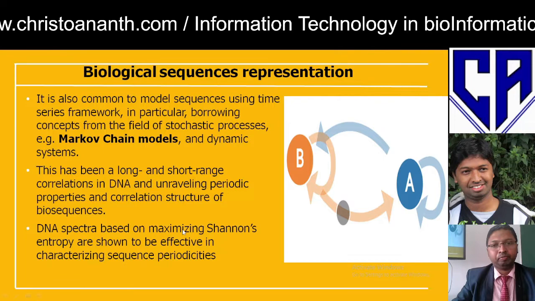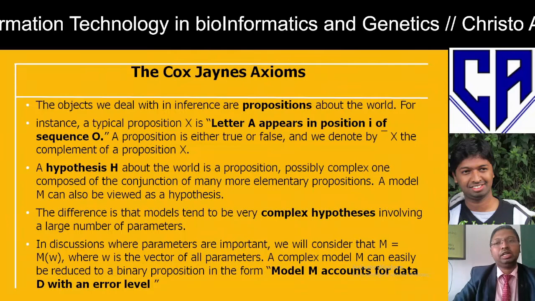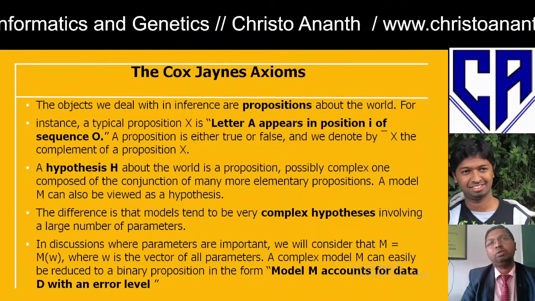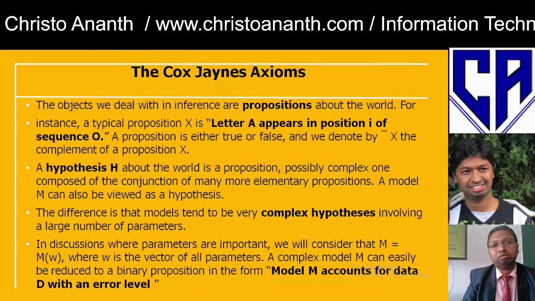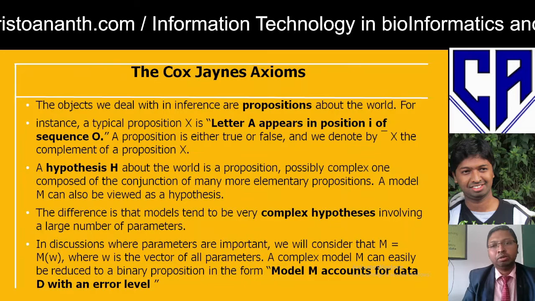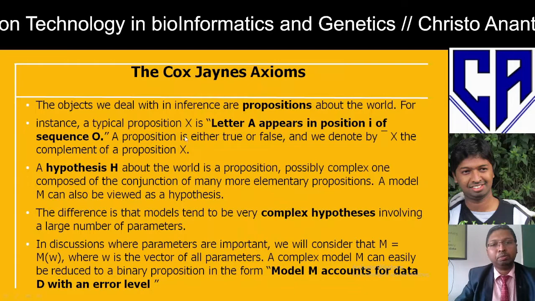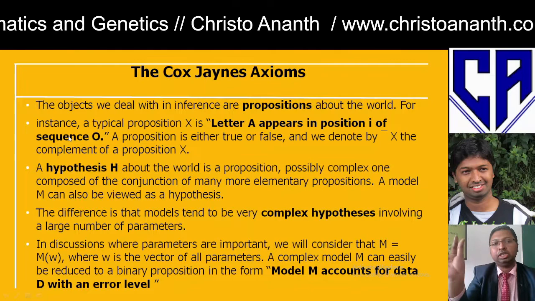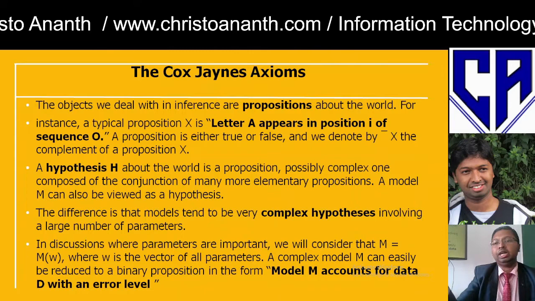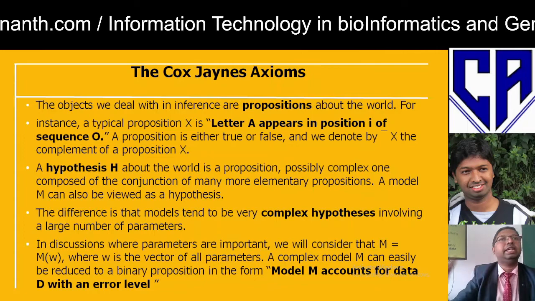Now we go into the Cox theorem. The Cox theorem is something more of Shannon's theorem, where we calculate the entropy, the maximum entropy. The objects we have to deal with in this theorem are propositions. For example, a typical proposition X is: the letter A appears in the ith position of the sequence O. So let us consider a sequence O, where in the ith position the letter A appears. A proposition is either true or false.